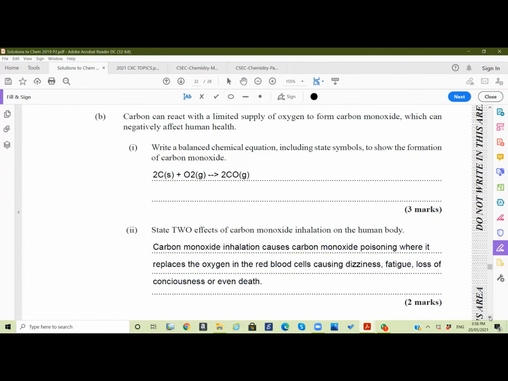So if you didn't know, now you know. All right, so the carbon monoxide actually replaces the oxygen in the red blood cells. Okay, so now that you have low oxygen in you, it's going to cause dizziness, fatigue, loss of consciousness, or even death.